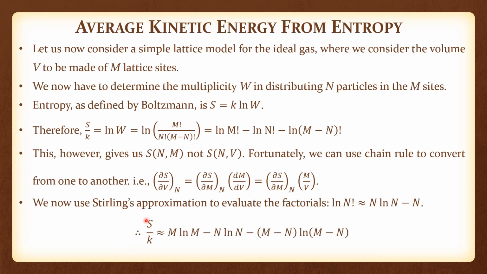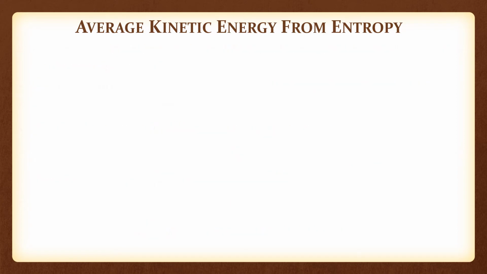So S by k is given by m ln m minus n ln n minus (m minus n) ln (m minus n). The minus n term and minus m term get cancelled with the term that comes from (m minus n) factorial. So using Stirling's approximation, we obtained an expression for S over k, which is m ln m minus n ln n minus (m minus n) ln (m minus n).